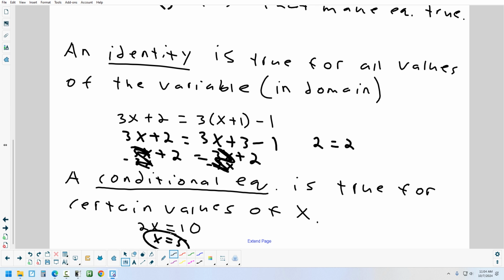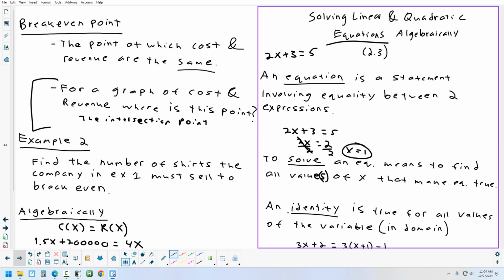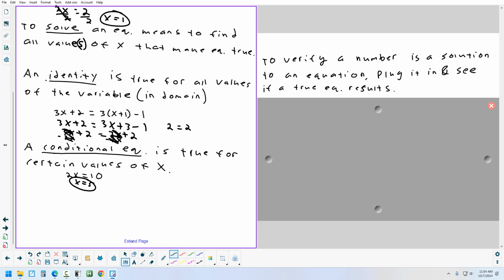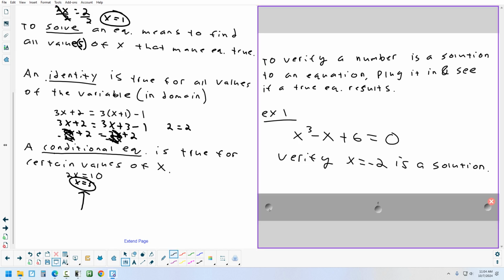So any question on the difference between an identity and a conditional equation? So one thing that I might ask you to do is, once you get a number as a solution, I want you to check it or verify it. To verify that something is a solution, you take the number that you found, or the number that you're given, and you plug it back into the original problem for the variable, and see if you get a true statement.